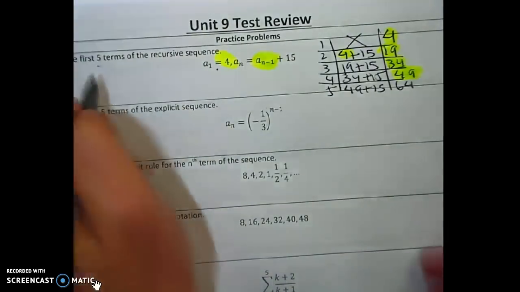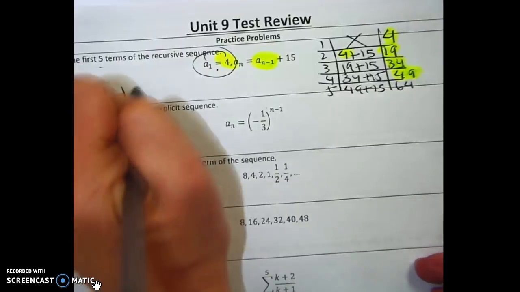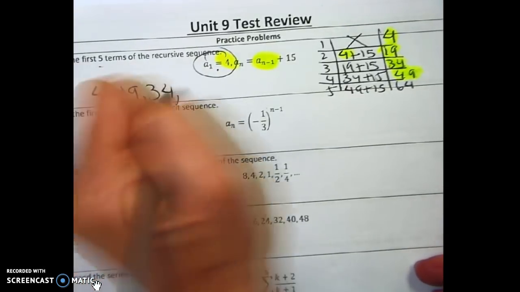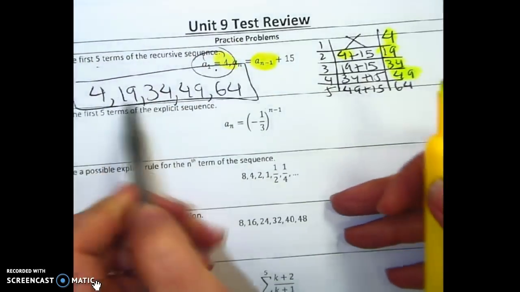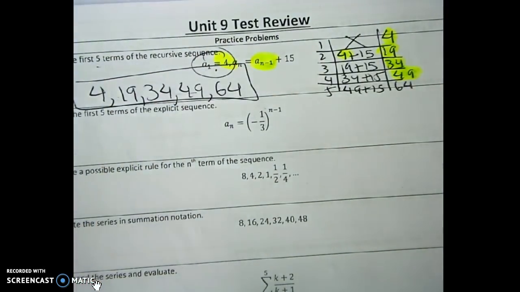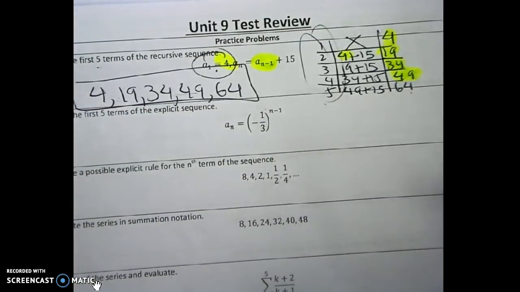So if I'm going to list the first 5 numbers of the recursive sequence, don't forget to list the first one. Some people forgot that on the quiz. And I don't know if you noticed what the pattern is: plus 15, plus 15, plus 15. So this was really not even applicable. It just told you the place that it was in. All right, let's go to the next one.